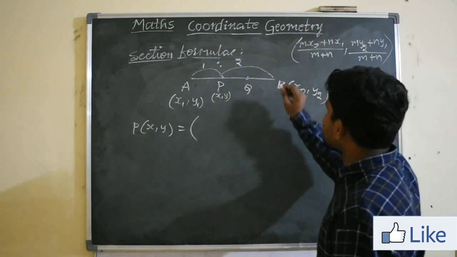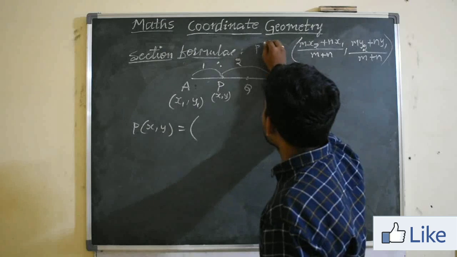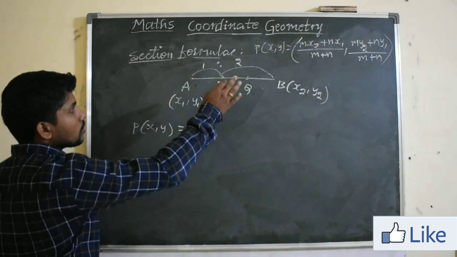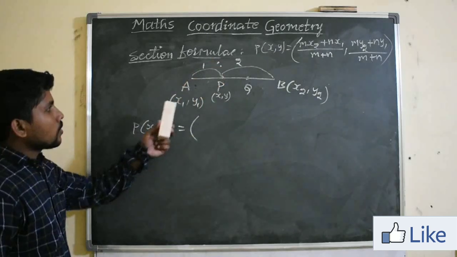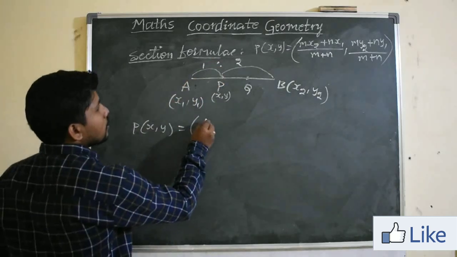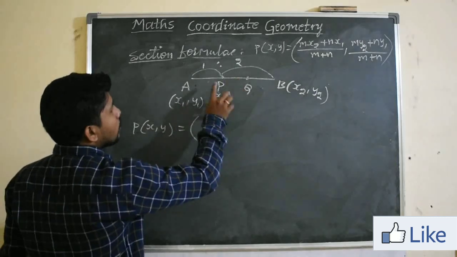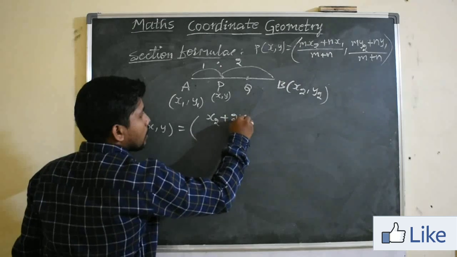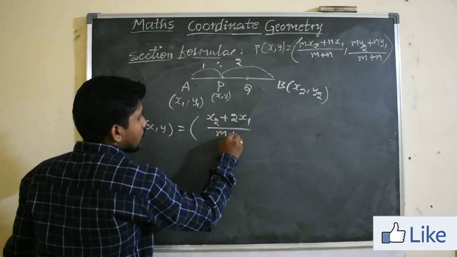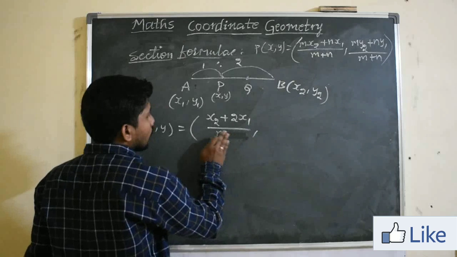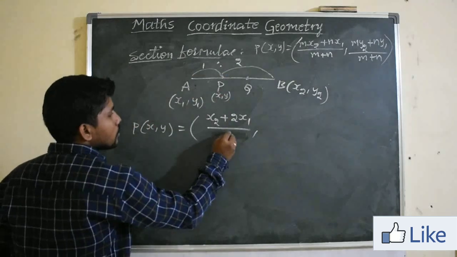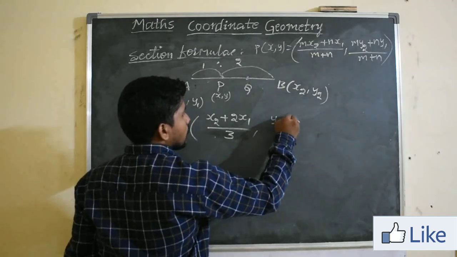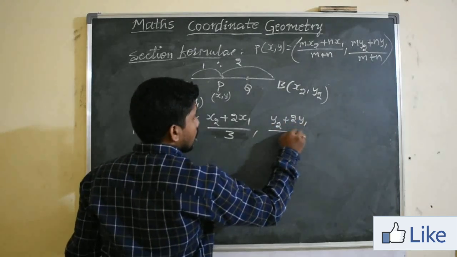Use open brackets. And this is equal to some point Px comma y. Now substitute the m and n values and x1, x2 values over there. You will get m x2, m is 1, so x2 plus 2x1 by m plus n, which is 1 plus 2, which is equal to 3, as well as y2 plus 2y1 by 3.